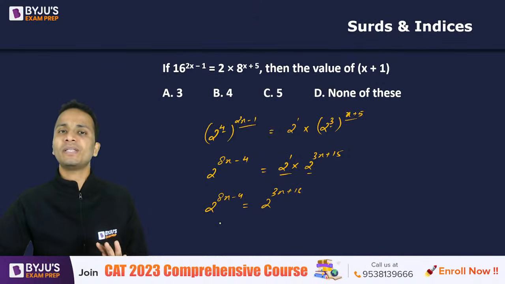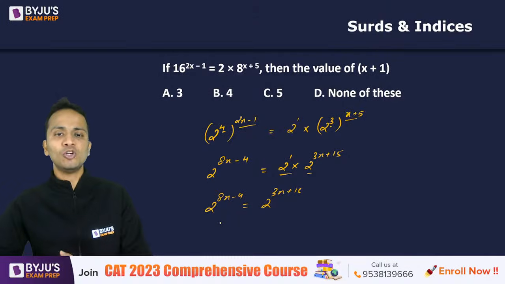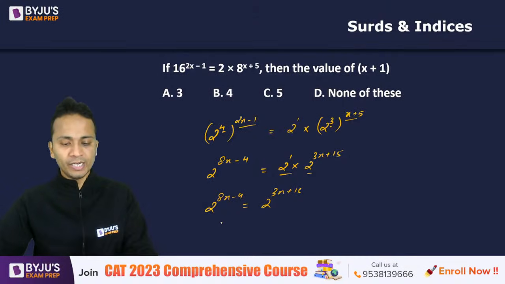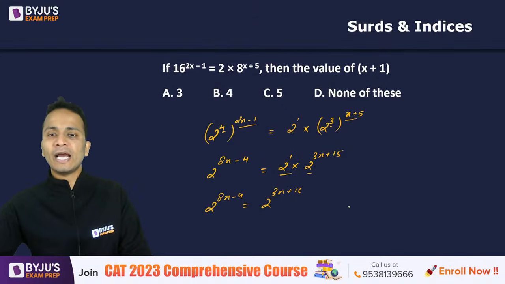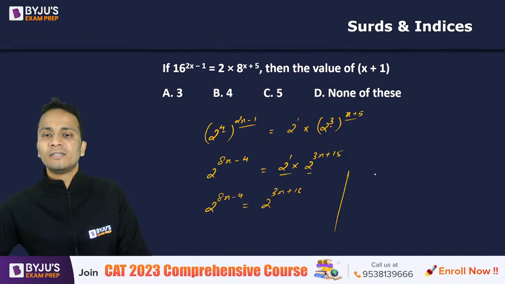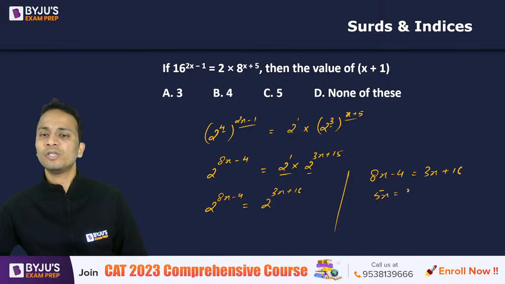So now I can equate the powers, right? Since the bases are 2, powers can be equated. Okay, so I can now write 8x minus 4 is equal to 3x plus 16, getting the value of x. So 5x is equal to 20, x is equal to 4.